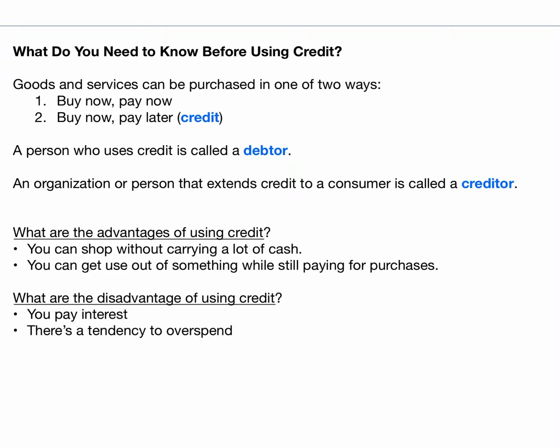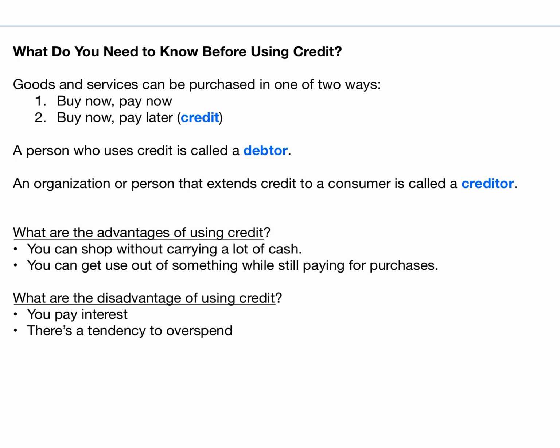So what are some of the things you need to know before using credit? There are two different general scenarios that could take place when you're buying goods and services. There is the buy now and pay now, right? So you buy goods and services and you pay in full today. And then the other option is to buy the goods or services, but then pay later or pay in increments. Now, a person who uses credit is called a debtor, and an organization or person that extends the credit to you as the debtor is called a creditor.